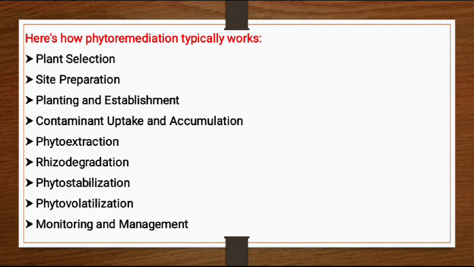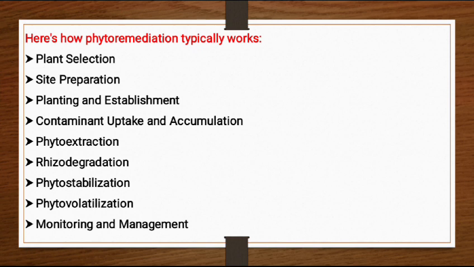And next one is phytovolatilization. In phytovolatilization, plants absorb contaminants from the soil or water and release them into the atmosphere in volatile forms through transpiration and metabolic processes. Here, volatile contaminants such as volatile organic compounds or mercury are taken up by the plants and released into the atmosphere. That can be captured or dispersed.